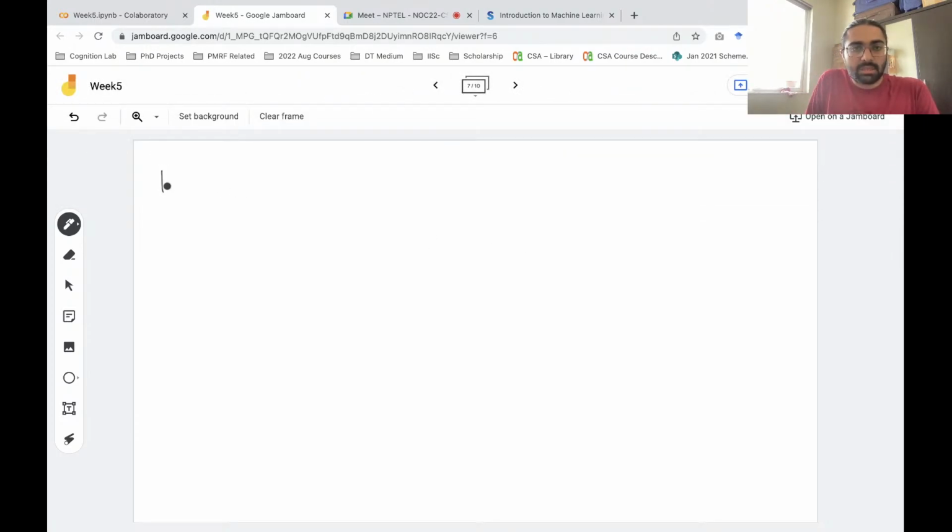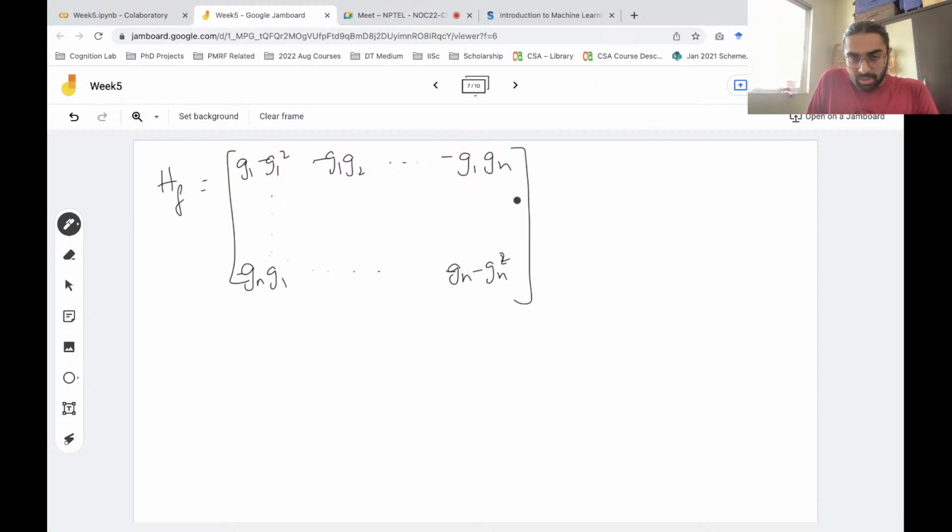So your Hessian matrix will be something like this, right? It will be g1 minus g1 squared, and then minus g1 g2, and so on up till minus g1 gn, and so on. You will get here minus gn g1, and so on, then gn minus gn squared, right? So you need to prove that this is basically a PSD.